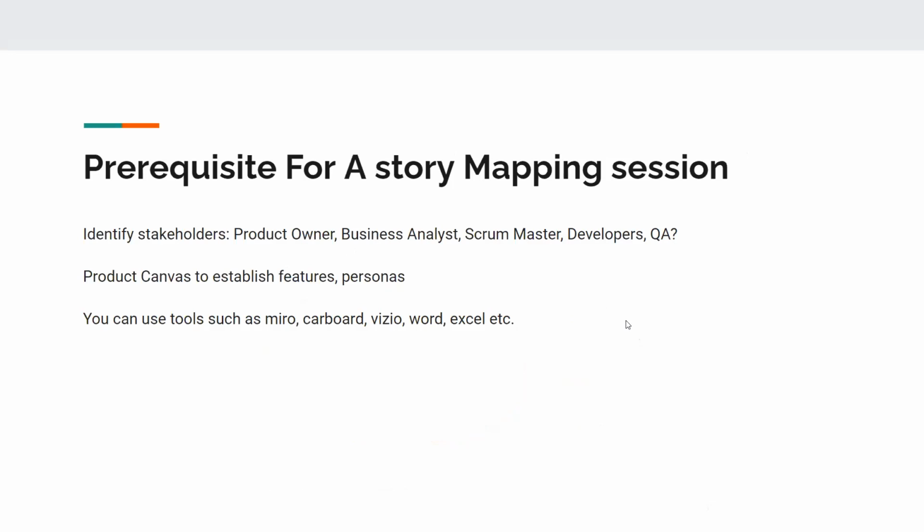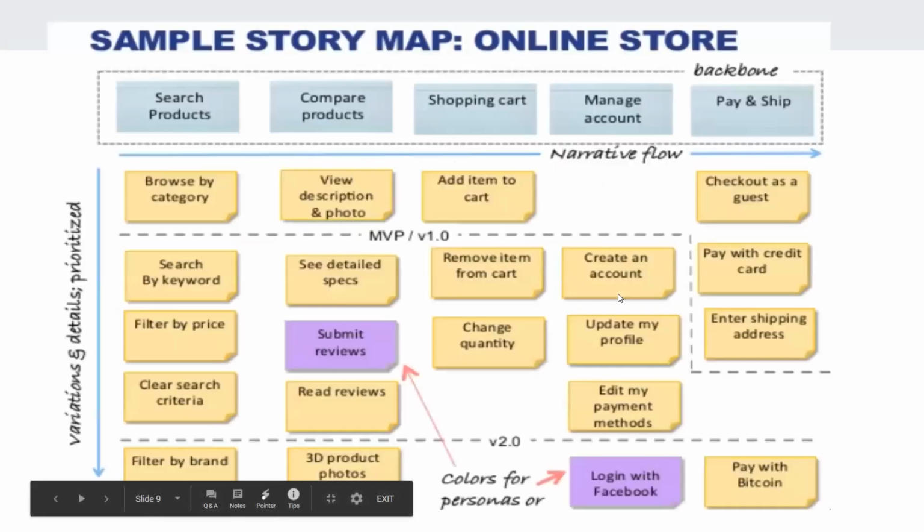Some of the prerequisites for a story mapping session are you need to identify the stakeholders. Typically, you'll have a product owner, a BA, a scrum master, developers, QA, and your customer, right? So that's important to have your customer there. You will have created your product canvas to establish features and personas, and also to understand the scope. You can use tools such as Miro, Cardboard, Visio, etc., or Excel to map out the story virtually, as we all live in this virtual world.